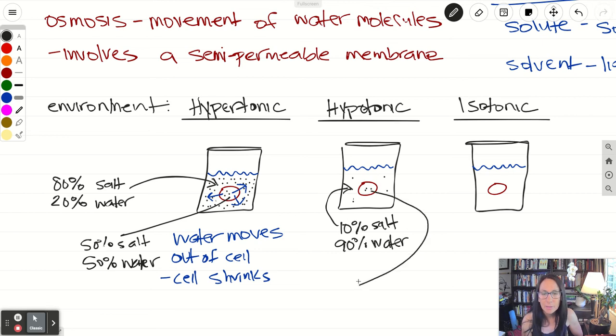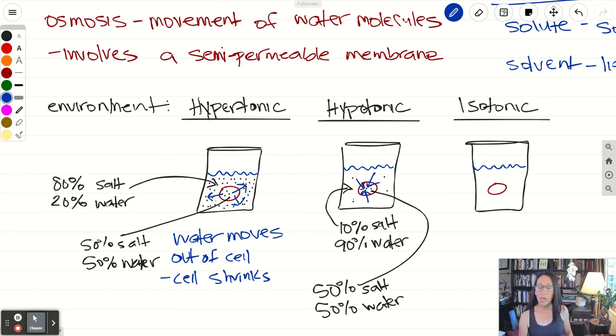Okay, and then in the cell, let's say we have 50-50 again. So 50% salt and 50% water. In this case, the water is the only thing that can move through the membrane. The salt cannot because there's no salt channel. The water is higher outside of the cell and lower inside of the cell, so the water is going to move into the cell. A bunch of water is going to rush in.